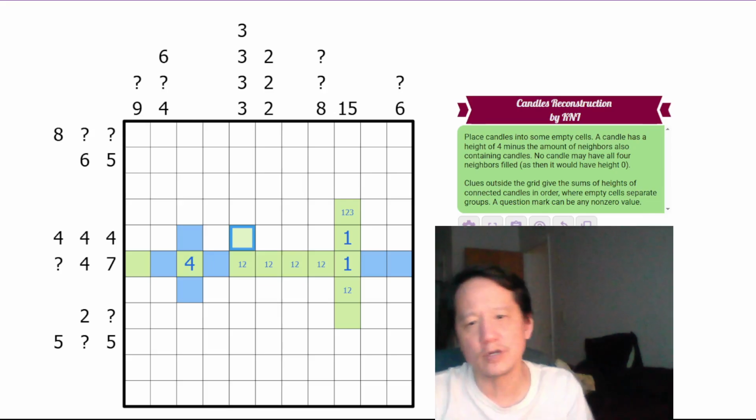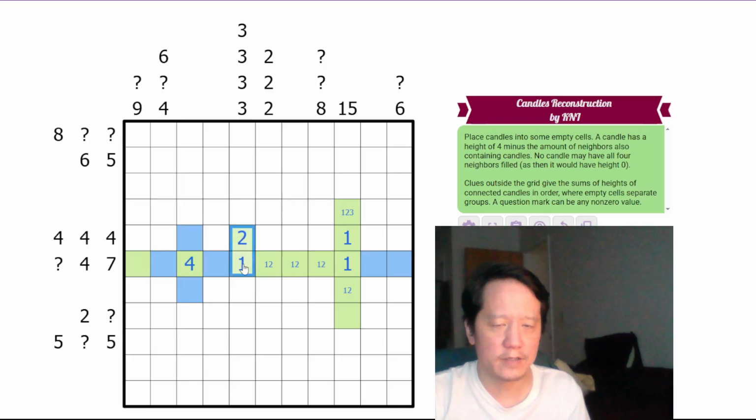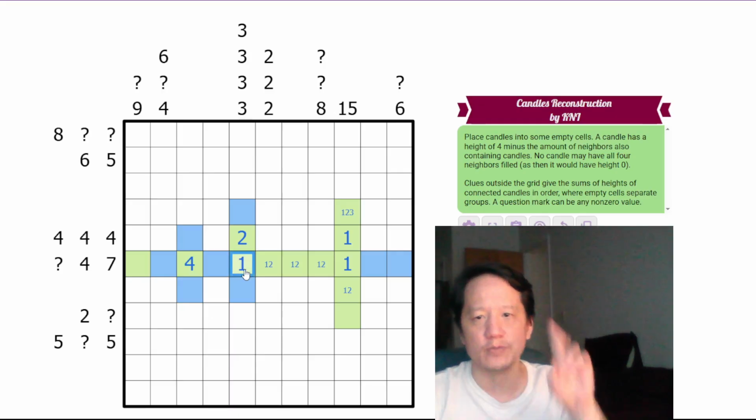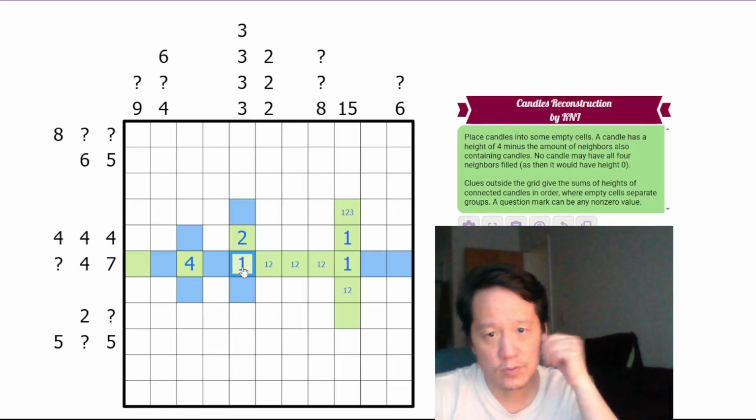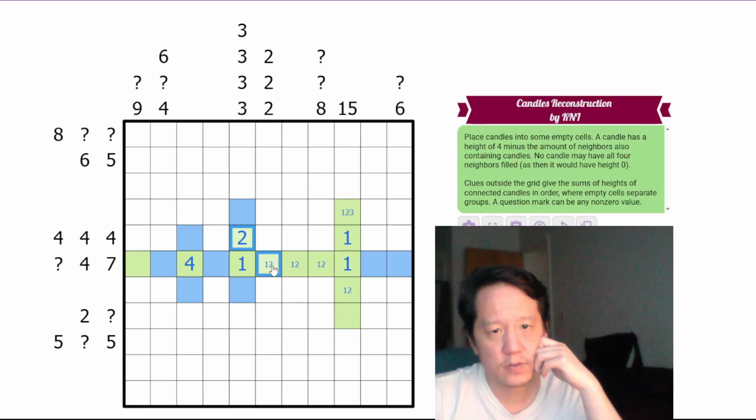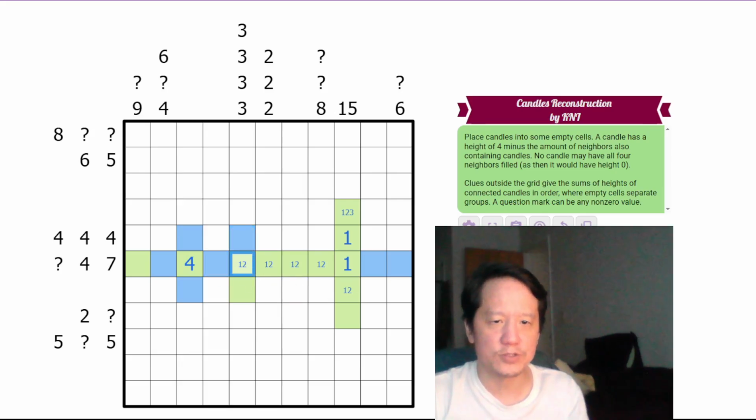Can it be 2 here? So if that's 2, this is 1. No, because if this is 2, then this has to be 1. These have to be blue. But then this has 2 neighbors which don't have candles. So its height should be 4 minus 2. So it just cannot go this way. So this must go this way. This is blue. So this must be 2 here. So this is 2, this is 1.